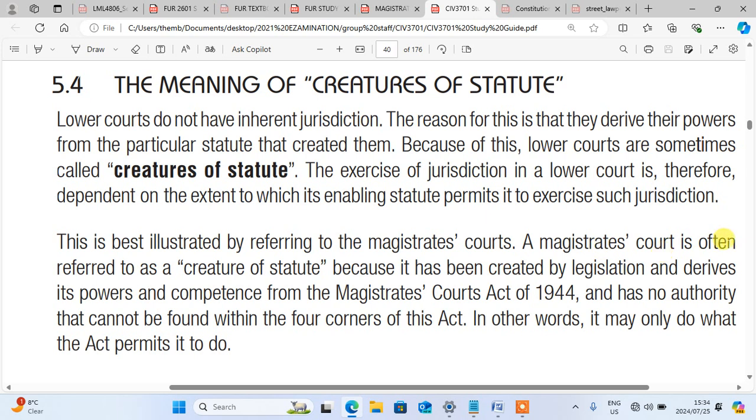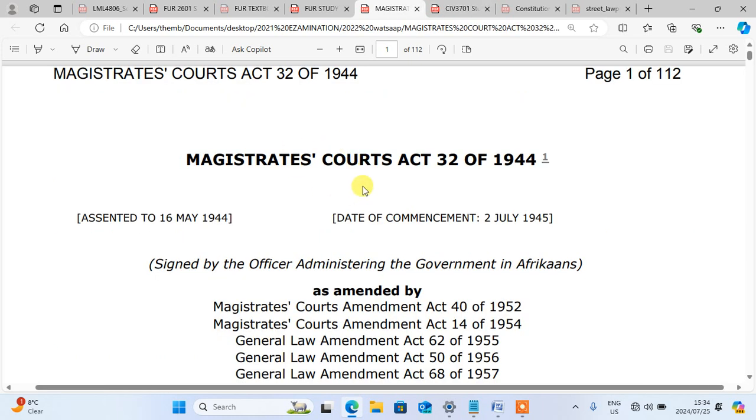The magistrate court is often referred to as a creature of statute because it has been created by legislation and derives its power and competency from the Magistrate Courts Act 32 of 1944, and has no authority that can be found outside the four corners of this Act. In other words, it may only do what the Act permits it to do. Since the magistrate court relies only on the Magistrate Courts Act, it is very important that we hear what it says about constitutional jurisdiction.